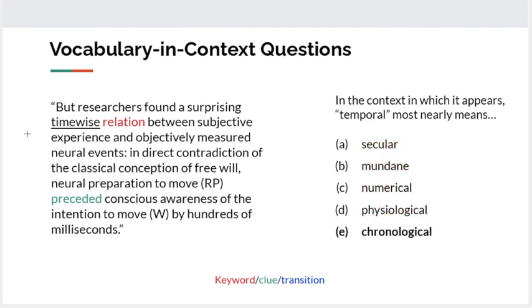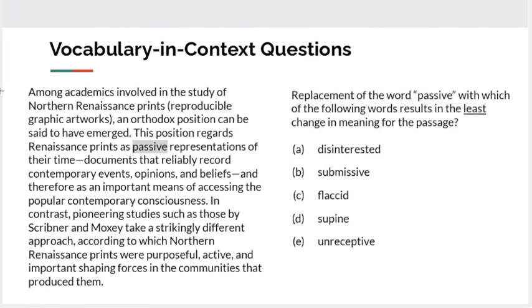So let's look at a second example. Among academics involved in the study of Northern Renaissance prints, or reproducible graphic artworks, an orthodox position can be said to have emerged. This position regards Renaissance prints as blank representations of their time, documents that reliably record contemporary events, opinions, and beliefs, and therefore as important means of accessing the popular contemporary consciousness. In contrast, pioneering studies take a strikingly different approach according to which these prints were purposeful, active, and important shaping forces in the communities that produced them.